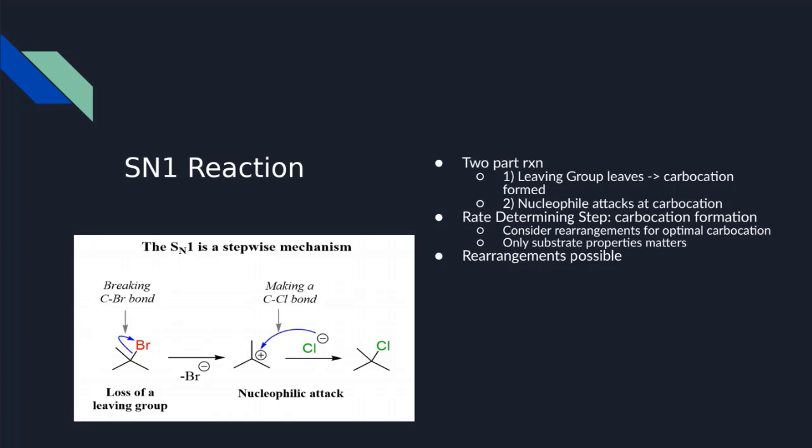And something else to consider is also rearrangements. Rearrangements are possible because when we're creating that positive charge, we'll see it rearrange before our nucleophile attacks. We're going to see majority products and minority products. You're going to typically find the most stable position for that carbocation and just place your nucleophile there, right?